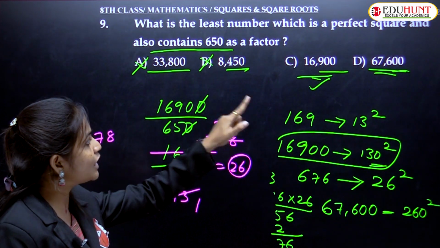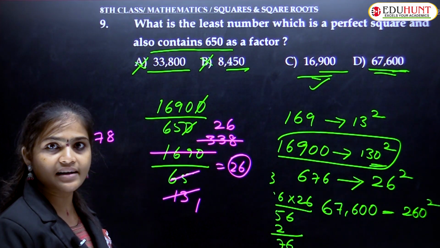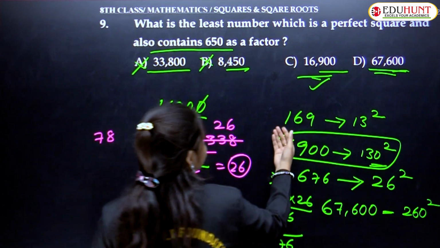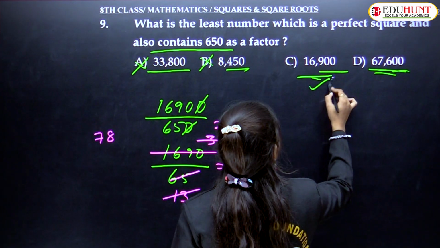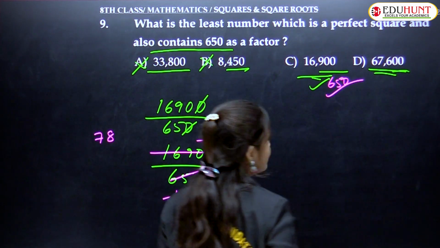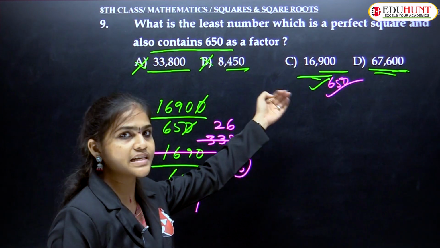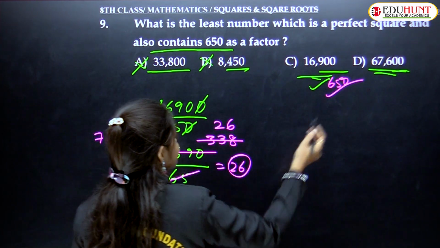And is it a factor of 67,600? Just check that. So here 650 is a factor, that one is also satisfying, that is a perfect square and 650 is a factor. Next check that second number.